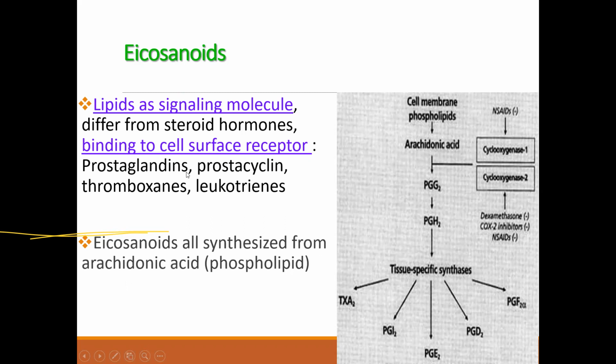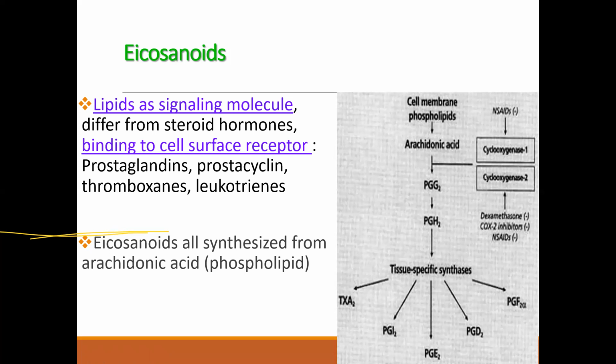During specific situations, for example inflammation, infection, or injury, the phospholipid can be released from the cell membrane and become free arachidonic acid, acting as the precursor for synthesizing eicosanoid. In this diagram, arachidonic acid is released from phospholipid to become free arachidonic acid. And this arachidonic acid acts as the substrate for the enzyme cyclooxygenase. Cyclooxygenase is the enzyme that produces the products from arachidonic acid.